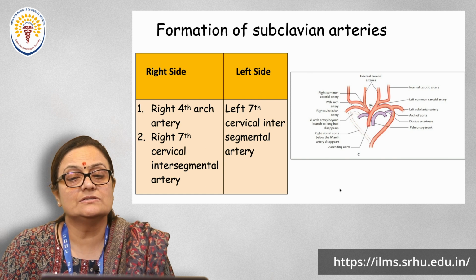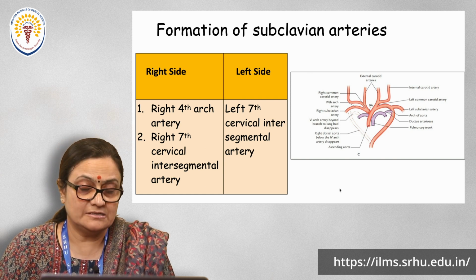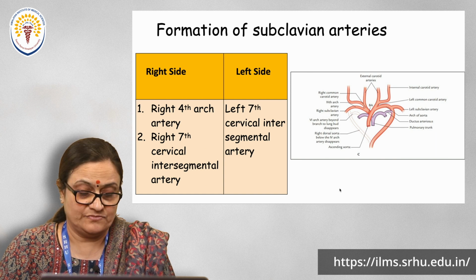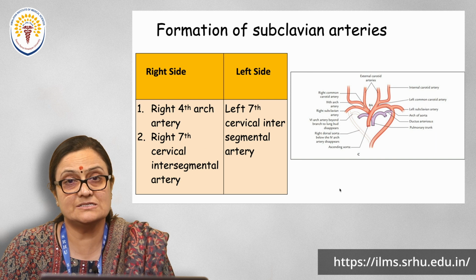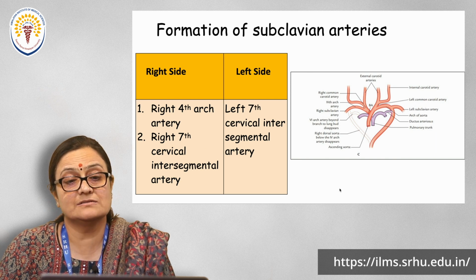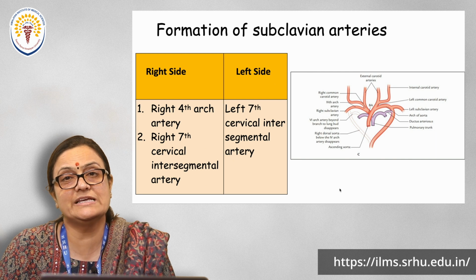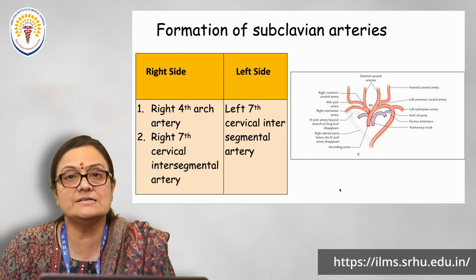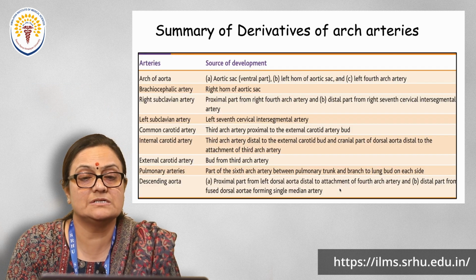So, some things should come into your mind immediately when you hear these words. Third arch artery, carotid system. Fourth arch artery on the left side, aortic arch, arch of aorta. Sixth arch arteries, pulmonary arteries, and 7th cervical intersegmental artery, subclavian arteries. You can keep adding items to them, but largely you must immediately remember these points about the arch arteries.